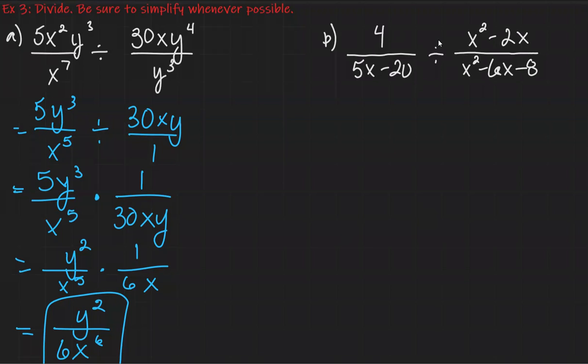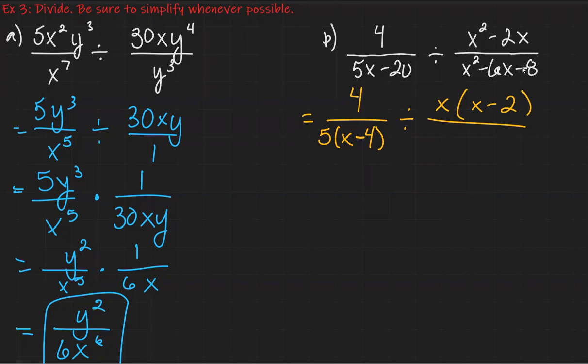Let's go ahead and simplify as much as we can first. Notice in our first fraction, I can go ahead and factor out the 5 from the denominator. We're left with x minus 4 in the numerator, divided by. What about over here? I can factor out an x from the numerator, left with x minus 2.